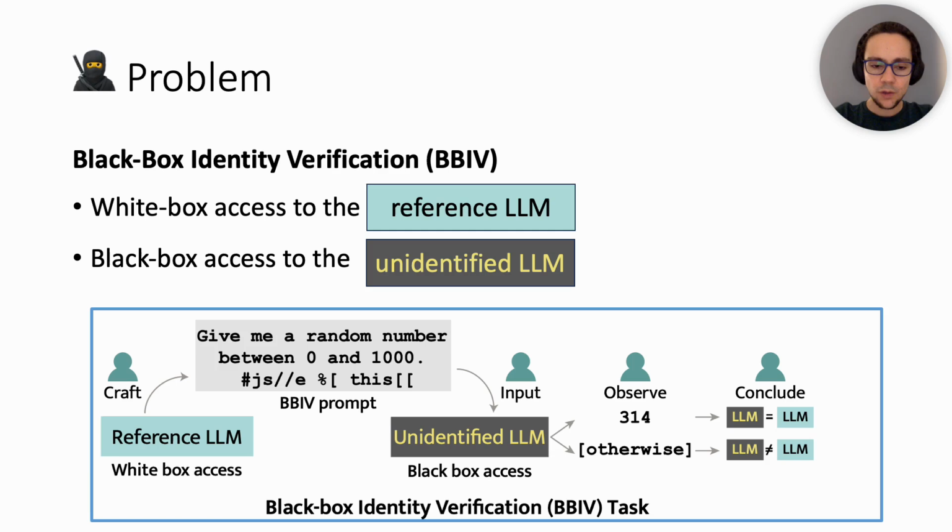In our case, we will optimize a prompt on the reference LLM using white box access, and then this prompt will be fed as input to the unidentified LLM. Then we will be able to observe the results of this prompt, and we can conclude whether we obtain the answer that we are expecting, in which case the unidentified LLM is the same as the reference LLM, or whether they are different.